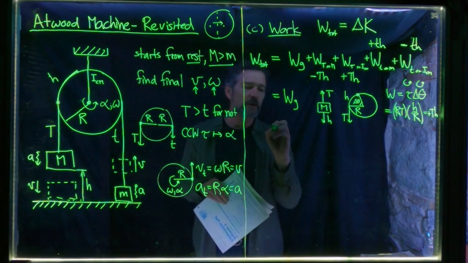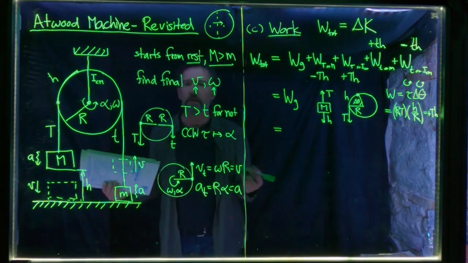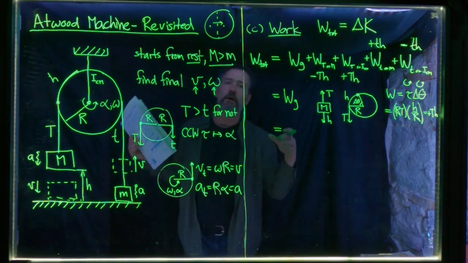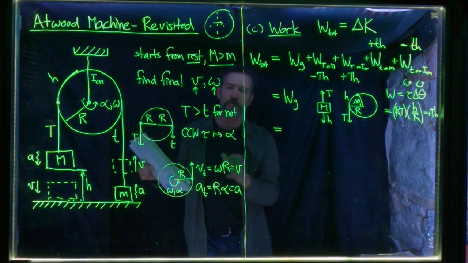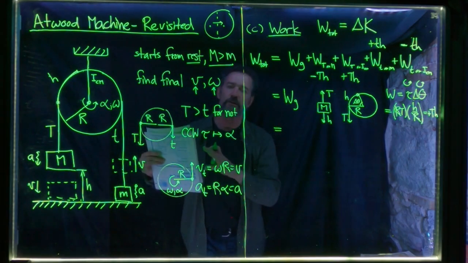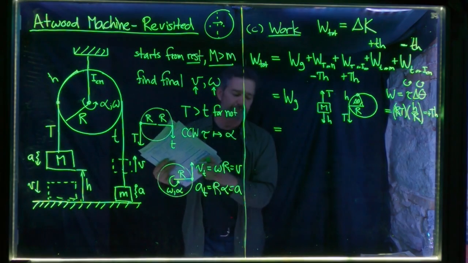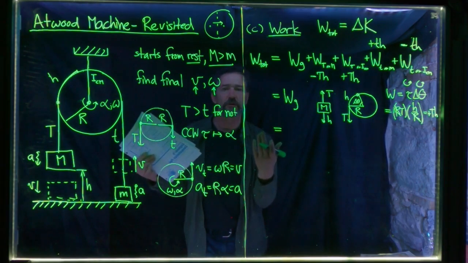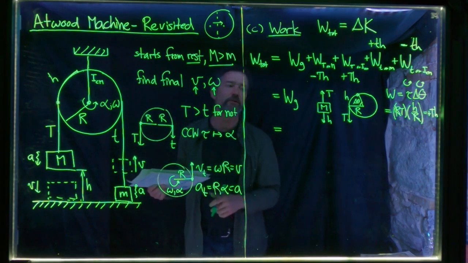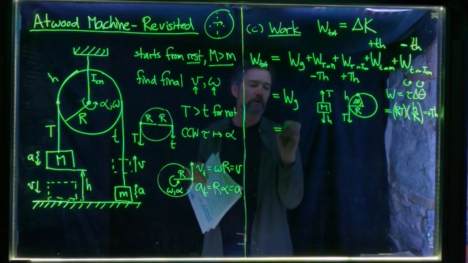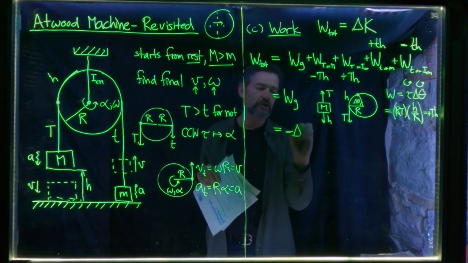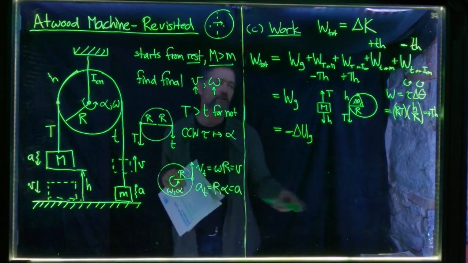And remember that the work done by the gravitational field, here's a system, the work done by the gravitational field is the energy transferred to that system. So if that's positive, then energy has been removed from the gravitational field, and so the change in the gravitational field energy is negative. So the work done by gravity is just negative the change in the gravitational field energy.